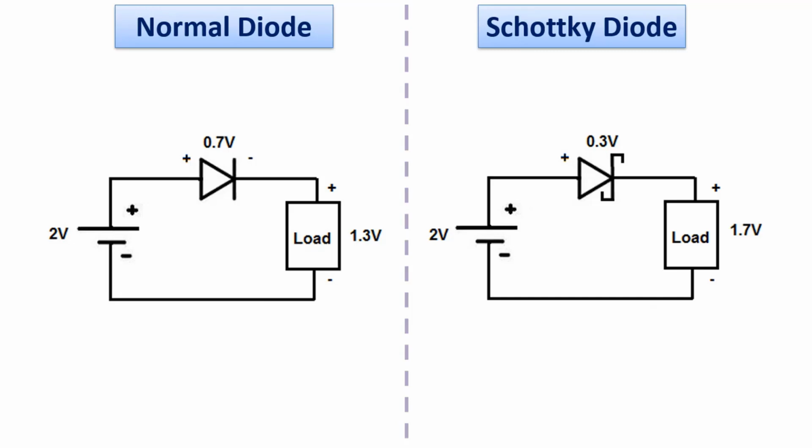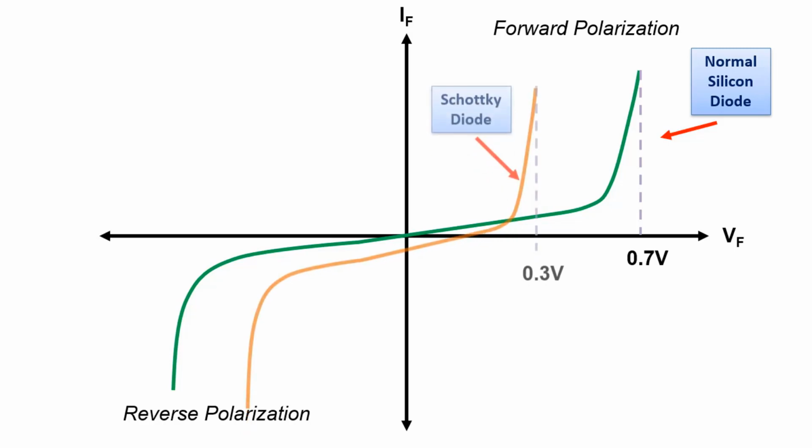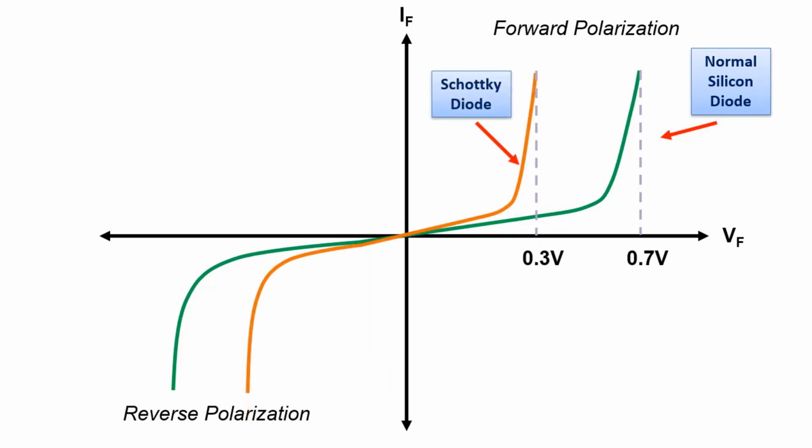We can show the transition thresholds of the diodes over the current voltage graph as follows. The current voltage graph of a normal silicon diode is shown here. After about 0.7 volts, it starts to pass current and becomes forward biased. We can show the current voltage graph of the Schottky diode in this way. After about 0.3 volts, it will start to pass current and become forward biased.